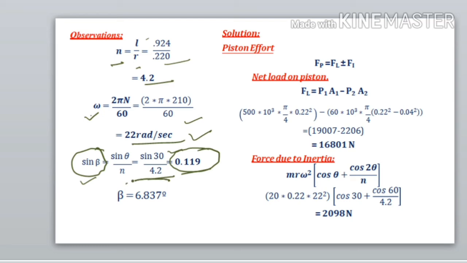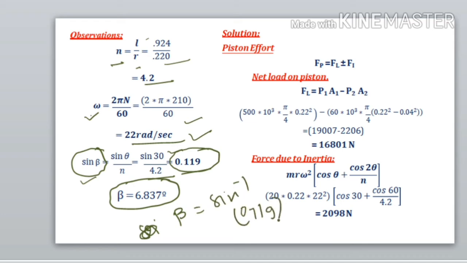So we can easily find beta with the help of calculator. Beta will be sin inverse 0.119. So you can find it 6.837 degree. So first we have to find piston effort. Fp equal to FL plus minus FI. Another formula is FL equal to P1A1 minus P2A2.